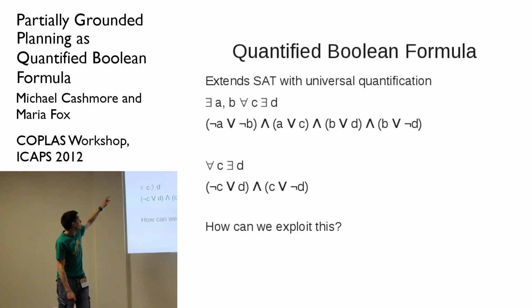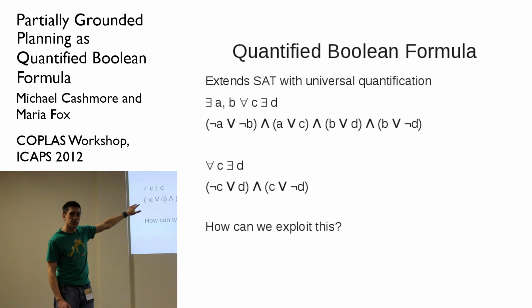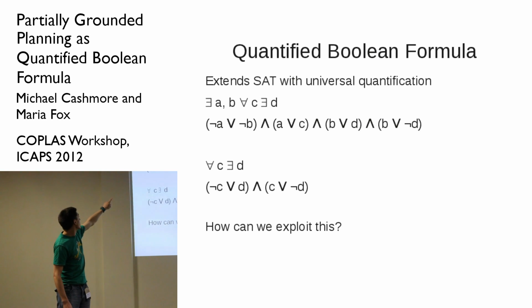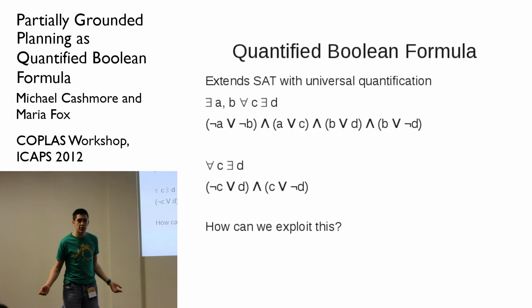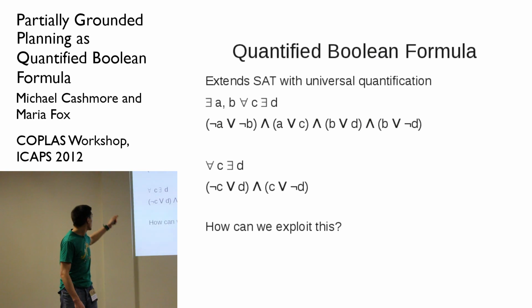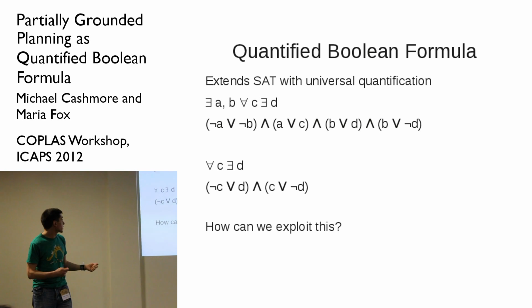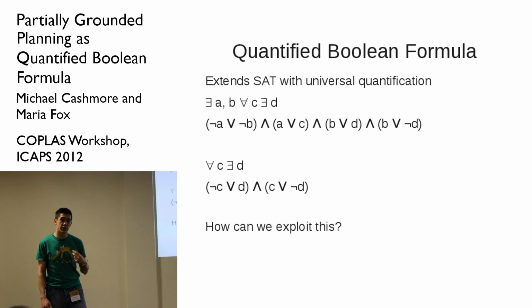If this were just a SAT formula, it would be satisfiable. You could say that B is true, which will satisfy the last two clauses there, which means that A must be false to satisfy that first clause, and that leaves C to be true, and the formula will be satisfied. However, as a quantified Boolean formula problem, it's unsatisfiable, because there is no satisfying assignment to A, B, and D for the case where C is false.